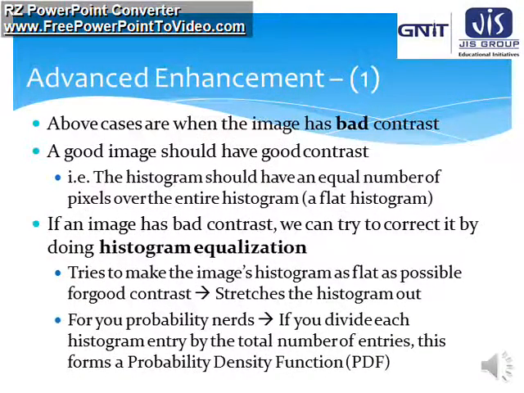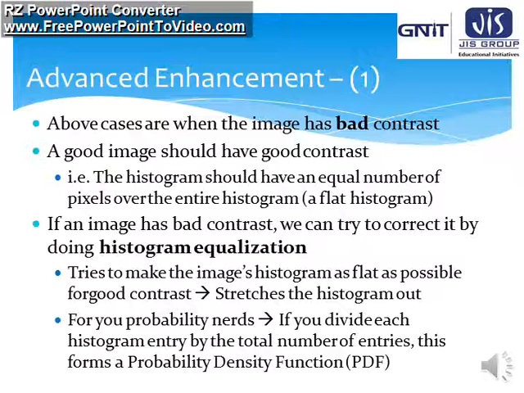Above these cases are when the image has bad contrast. A good image should have good contrast. That is, the histogram should have an equal number of pixels over the entire histogram. That means a flat histogram. If an image has bad contrast, we can try to correct it by doing histogram equalization.